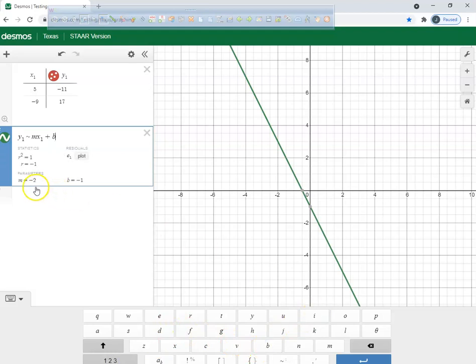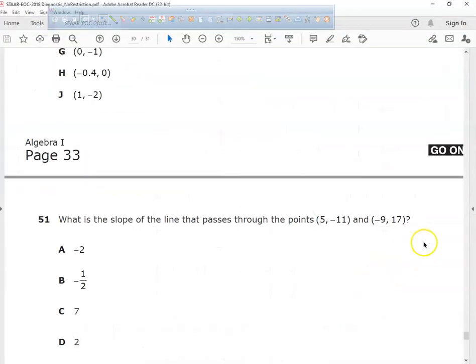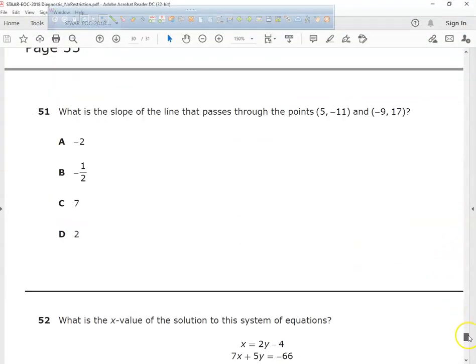What does it say my slope is? Right there. Negative 2. There's your answer right there. What does this number represent? That represents the y-intercept. What does that represent? The slope. There you go. Almost done.